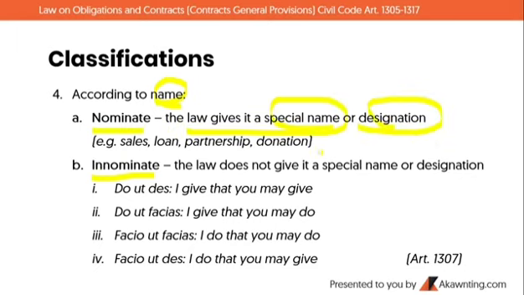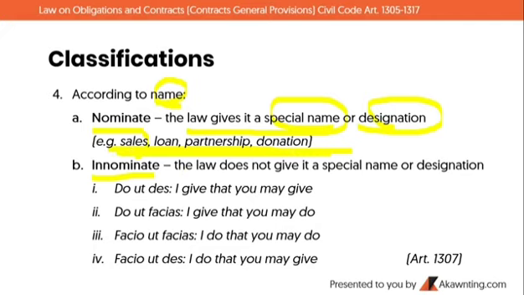So, ano yung mga example? Itong mga to, yung mga nababanggit natin kanina na example actually. So, actually, lahat ng nabanggit natin example from the previous classifications, lahat yung mga yun, nominate contracts kasi may pangalan. Such as sales, loan, partnership, donation, ano pa yung mga nabanggit natin kanina, comodatum, pledge, mortgage, and lahat ng nabanggit natin. Okay? Basta meron siyang pangalan under the law, they are considered nominate contracts.